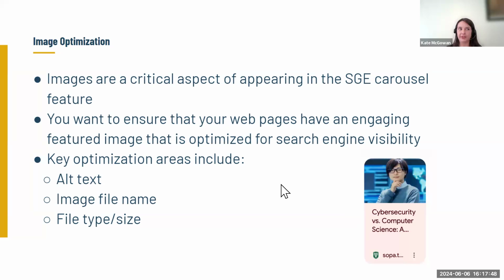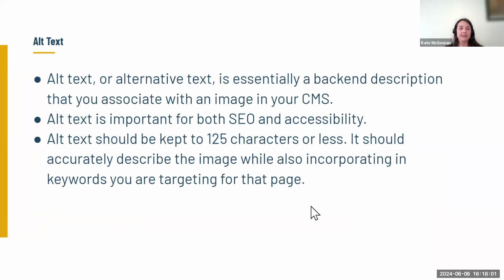A couple of key optimization areas for considering images for SEO are alt text, the file name, and the image file type and size. Alt text is a signal for images to be relevant for keywords and rank in the overview or rank in traditional Google Images or search results.